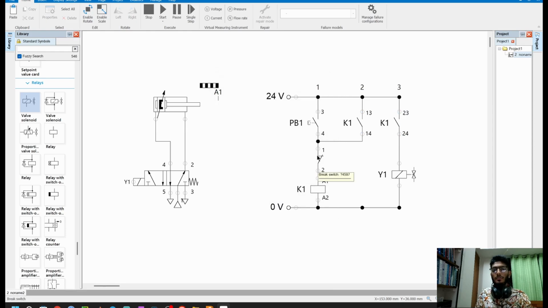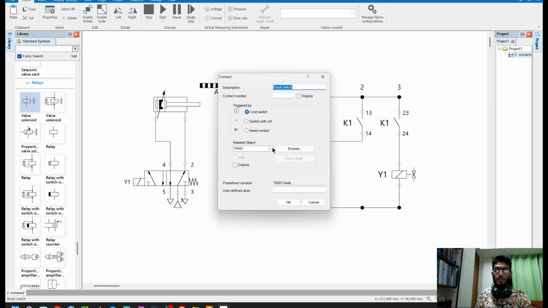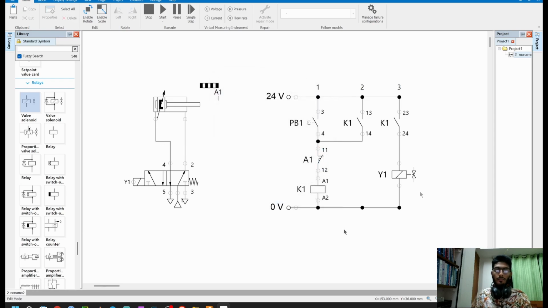And this limit switch will sense the end position of the double acting cylinder. So it will sense A1. So I exactly did what I showed you earlier. So now let's simulate. Start. Okay, let's go step by step.